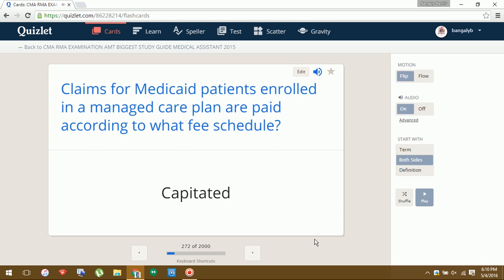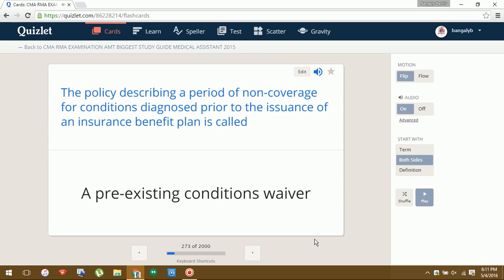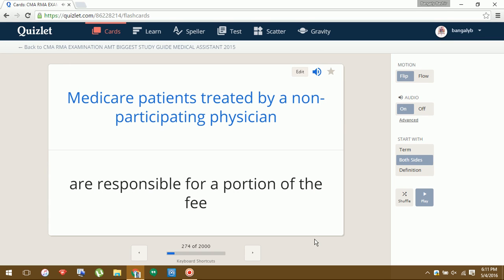Claims for Medicaid patients enrolled in a managed care plan are paid according to what fee schedule? Capitated. The policy describing a period of non-coverage for conditions diagnosed prior to the issuance of an insurance benefit plan is called a pre-existing conditions waiver. Medicare patients treated by a non-participating physician are responsible for a portion of the fee.